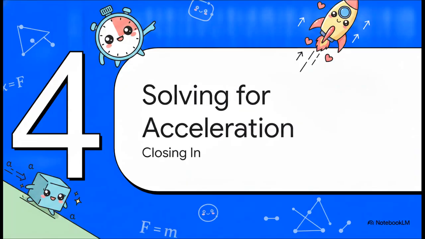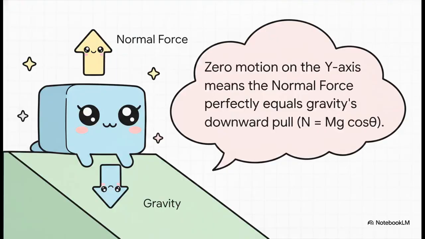Solving for acceleration. Closing in. Let's look at the y-axis first. Think about the physical reality of our block for a second. Is it magically levitating off the ramp? No. Is it sinking like quicksand into the ramp? Also no, because there's zero motion up or down relative to the surface. The acceleration in the y direction, y double dot, is exactly zero. This means the forces pushing up and the ones pulling down perfectly balance each other out. Therefore, the normal force, N, exactly equals mg cosine theta. Boom! The y-axis is completely neutralized.